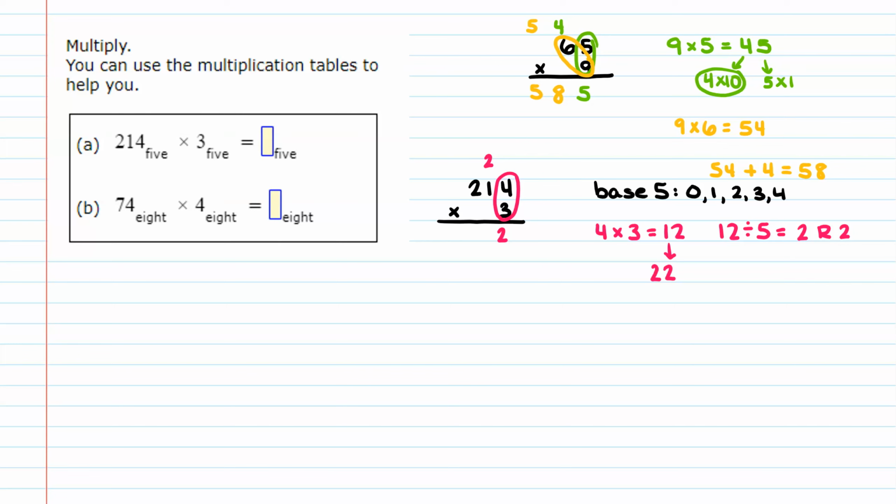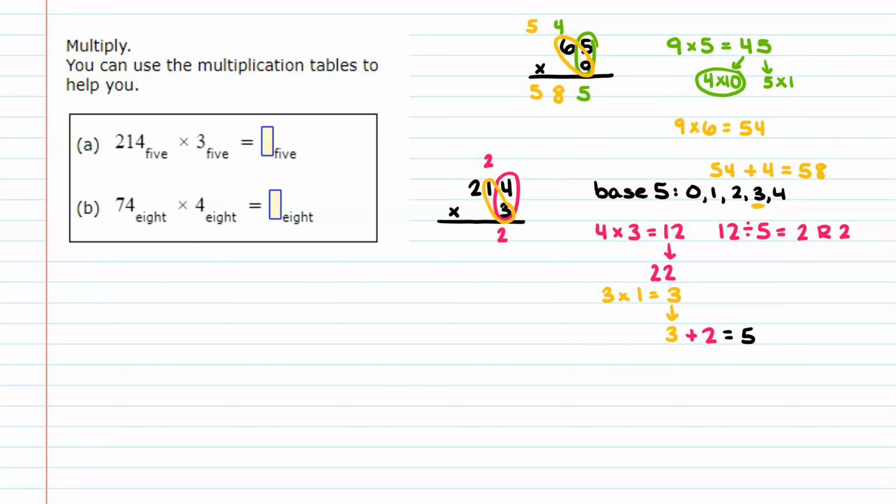So now we'll do 3 times 1. So 3 times 1 is 3. Now that's an allowed digit, right? Just a 3 is totally fine. So we don't have to do any conversion. So 3 is just 3. And then we have to plus the 2. And that makes 5.